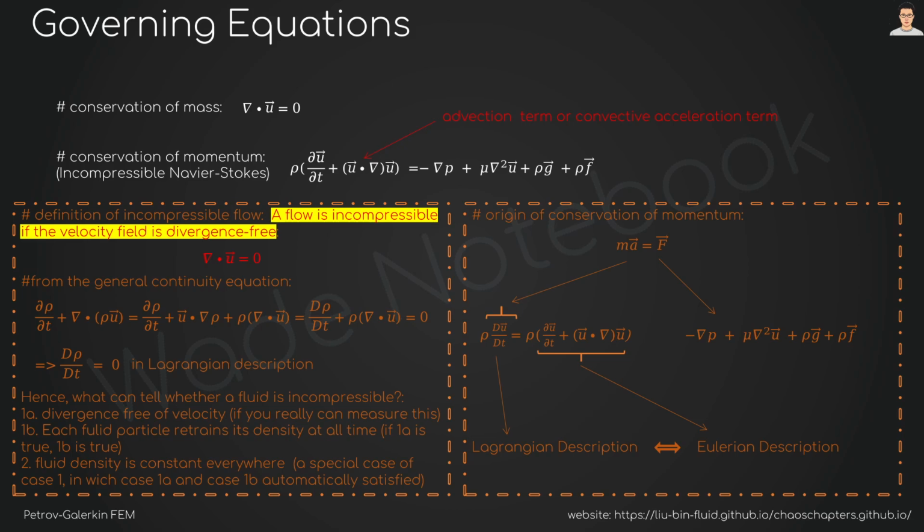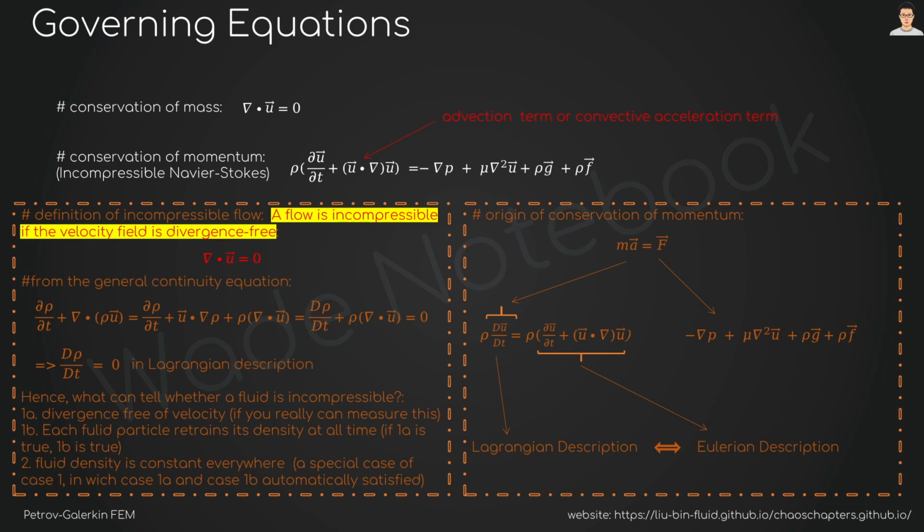Before proceeding further, we need to clearly define what an incompressible flow is. Mathematically, the definition of incompressible flow says that a flow is incompressible if its velocity field is divergence-free. Observing from the general continuity equation, we can say that if a fluid's velocity field is divergence-free, its density's material derivative is also zero.